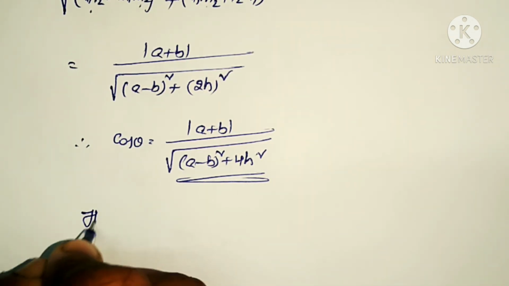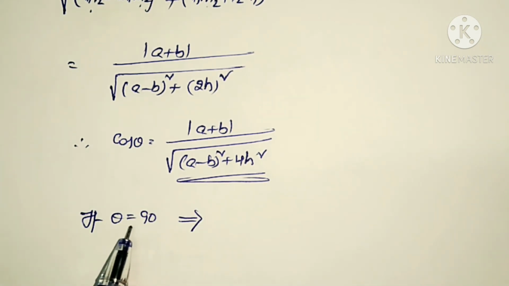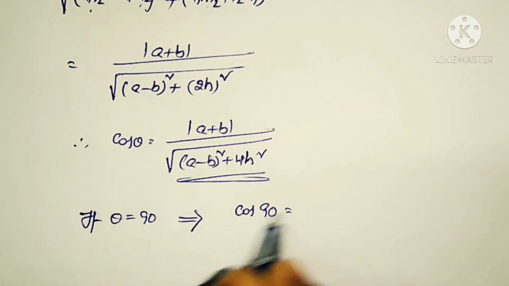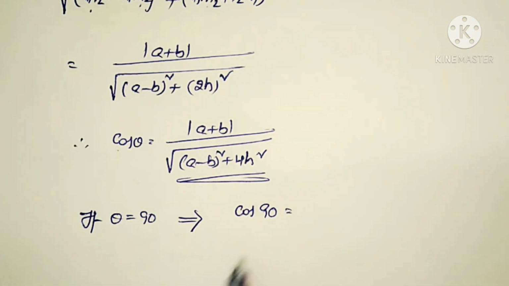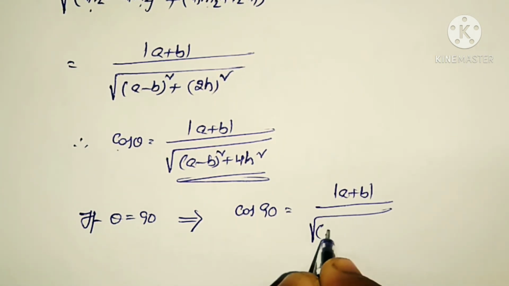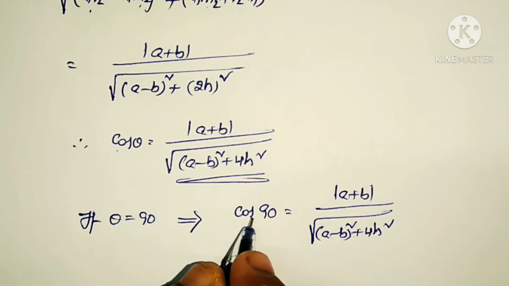And if suppose we take theta is equal to 90 degrees, then what do we get? Theta equal to 90 degrees means the two lines are perpendicular to each other. So when we substitute theta equal to 90 degrees, cos 90 is equal to mod A plus B by square root of (A minus B) whole square plus 4h square. And what is the cos 90 value?